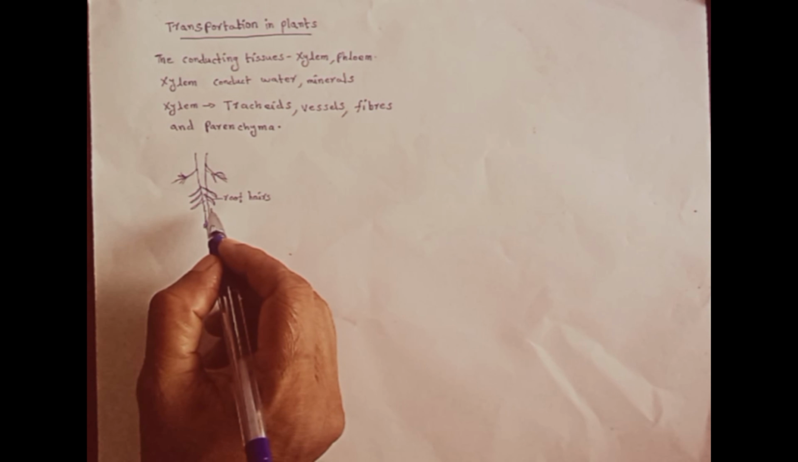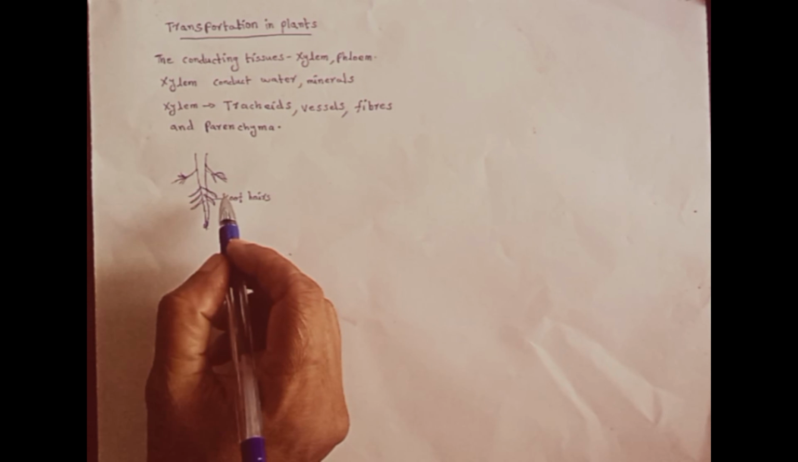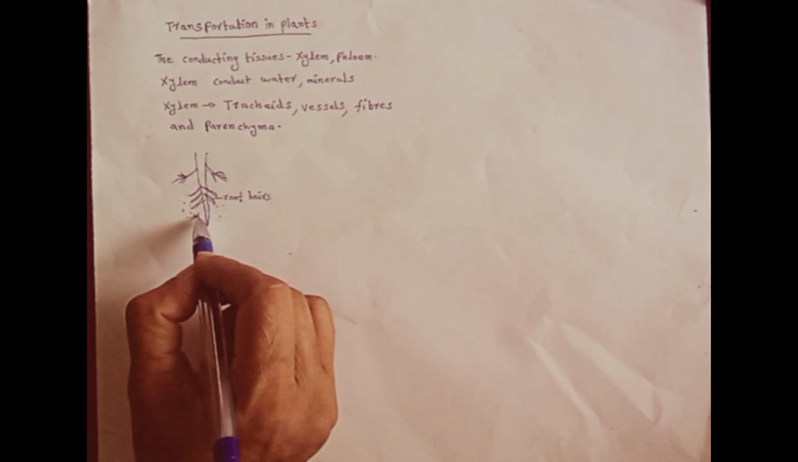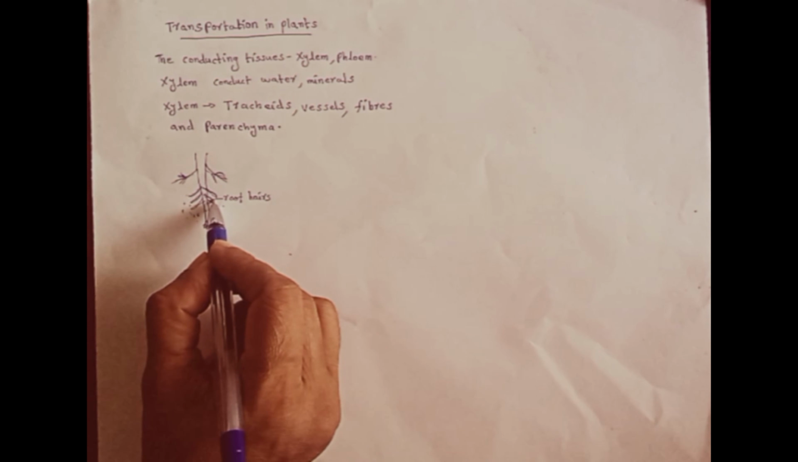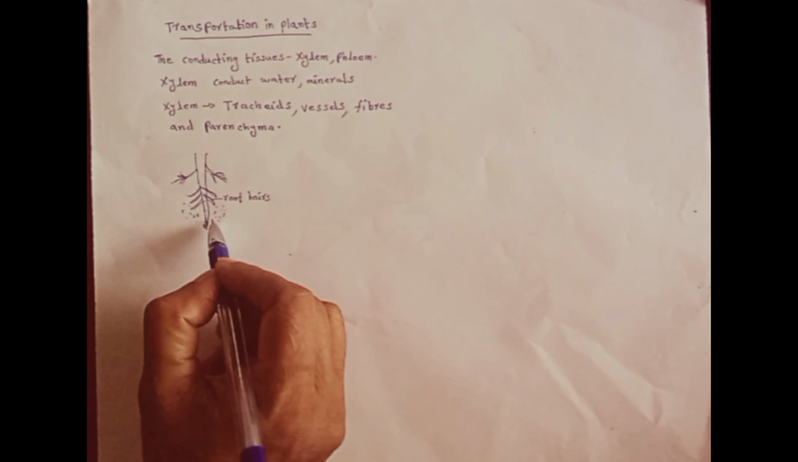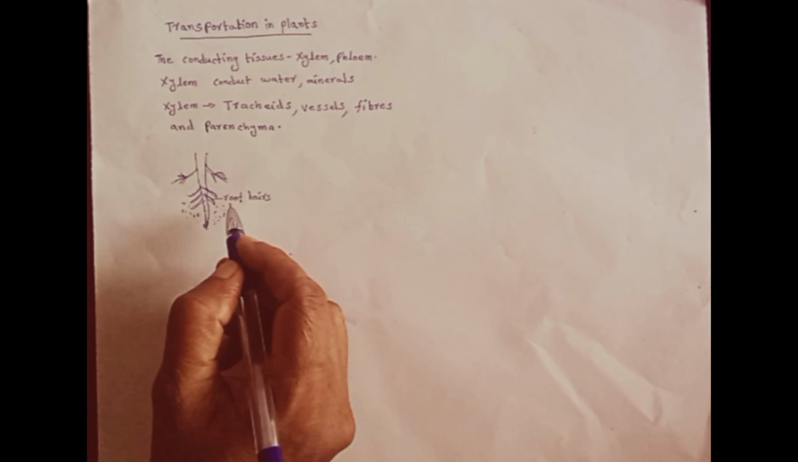Water enters into the root hair by the process of osmosis. Osmosis is the process where water moves from its higher concentration, that is from the soil, to its lower concentration, that is to the root hair.